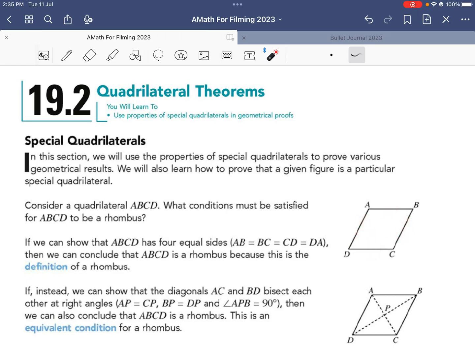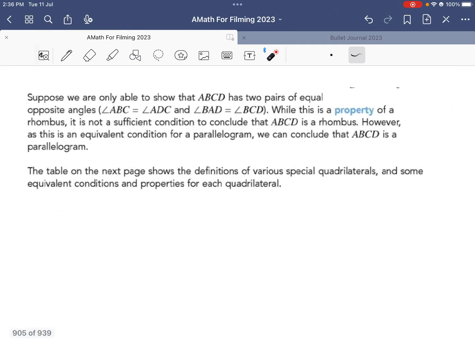Another property of a rhombus is that the diagonals will intersect and form 90 degrees. So if you are able to prove that the diagonals form a 90-degree angle, you also get the condition for a rhombus itself. So, okay, sometimes maybe we're able to show that ABCD has two pairs of equal opposite angles.